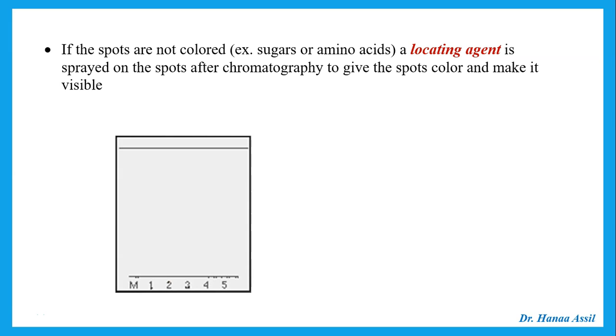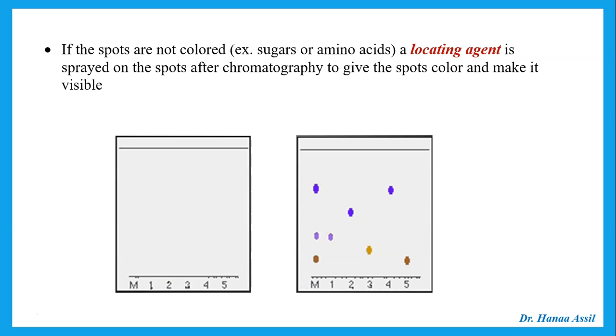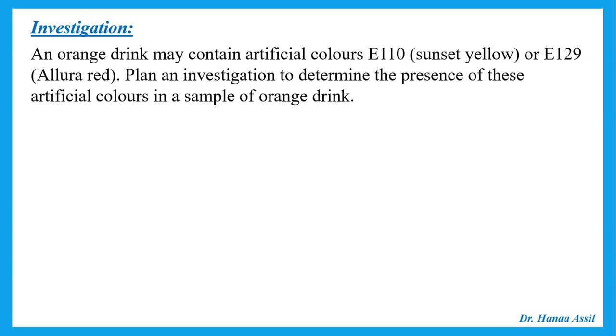So, for example, these substances, sugars or amino acids, are not colored. I take the chromatography paper after we do the experiment, spray it with some sort of substance which we call a locating agent, and we find the spots appearing. So why are we spraying it with locating agent? To give the spots color, and this is another investigation.